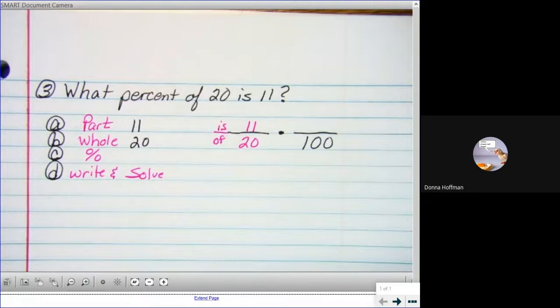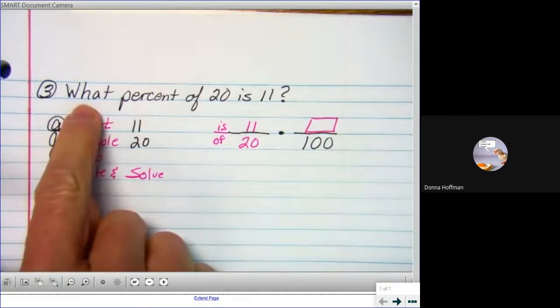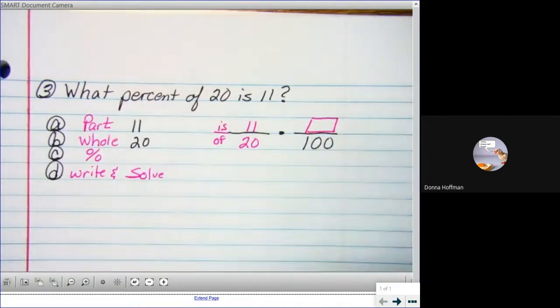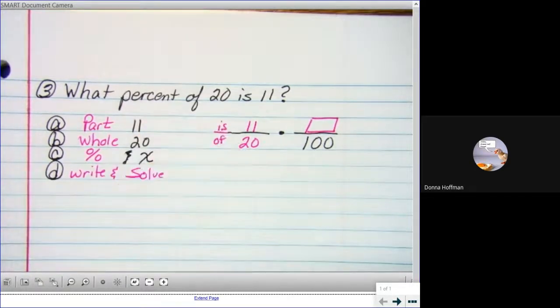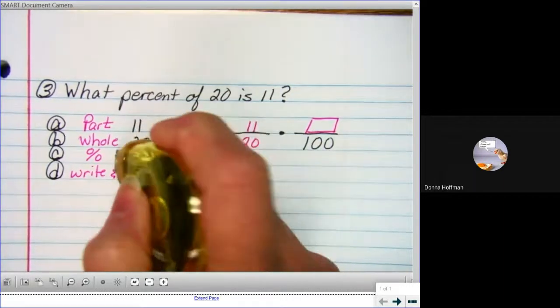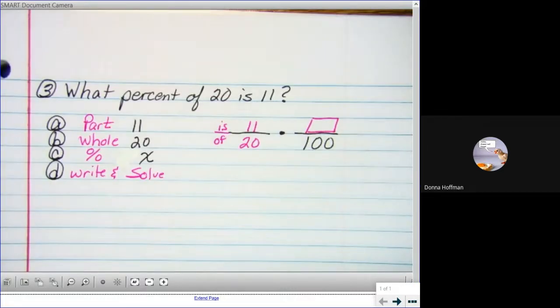So what are we looking for then? The percentage, right? Clearly, because it says what percent. We don't know. That'll be my X. So now I'm ready to cross multiply.